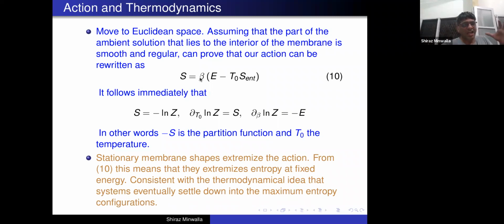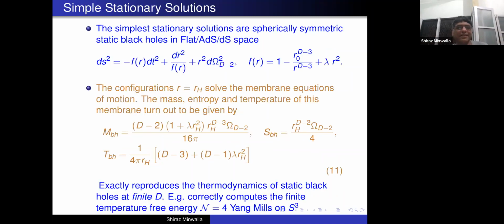So basically, the equations of motion that determine stationarity are the equations of motion that follow from the requirement that entropy is extremized at a fixed energy, which is, of course, very satisfactory, given that's how you expect thermodynamic things to behave, thermal objects to behave, right? I mean, you fix the energy and it should find its maximum entropy configuration, and that's exactly what this membrane does, as this action shows.